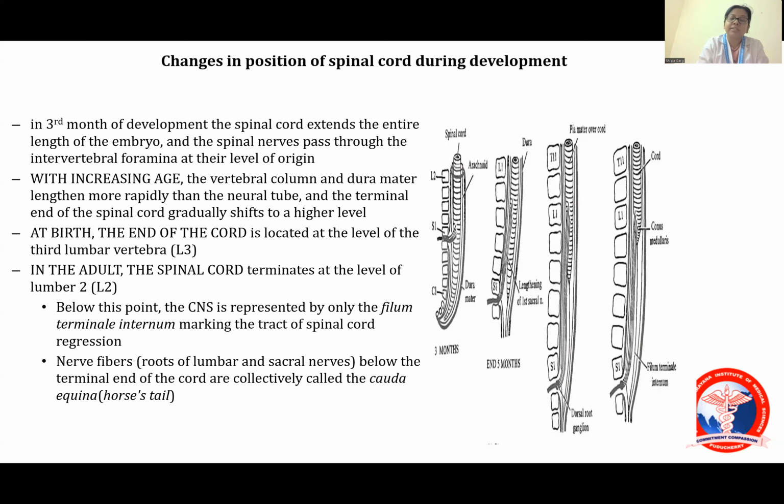Below this point, the CNS is represented only by the filum terminale internum, which is basically the tract of spinal cord regression. The nerve roots of all the lumbar and sacral nerves, which are present below this terminal end of the cord, are collectively termed the cauda equina. Why this name? Because they closely resemble a horse's tail in shape.